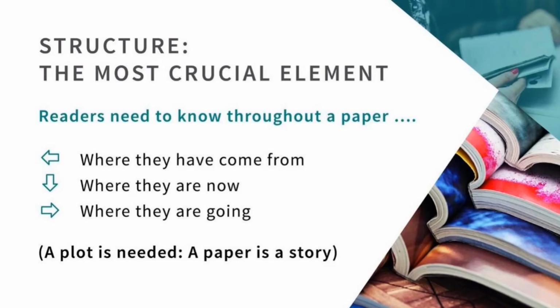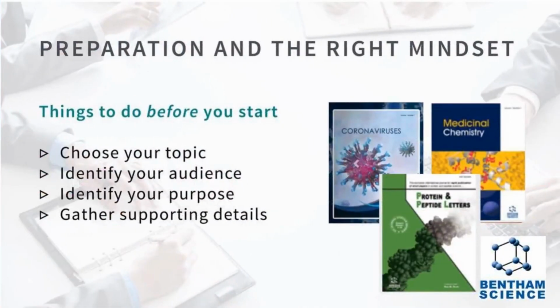Readers need to know throughout a paper where they've come from, where they are now, and where they're going. A plot is needed. Your next academic paper, as I've tried to demonstrate in this presentation, is a story. Choose your topic, identify your audience, identify your purpose, gather supporting information before you start to write. Make sure you're in the right mindset for academic writing before you get going on your next article.